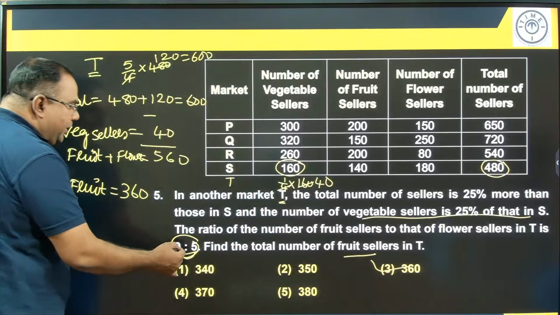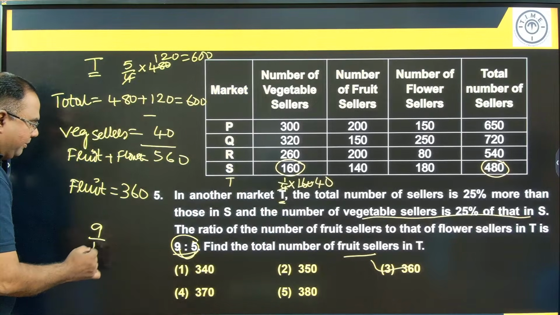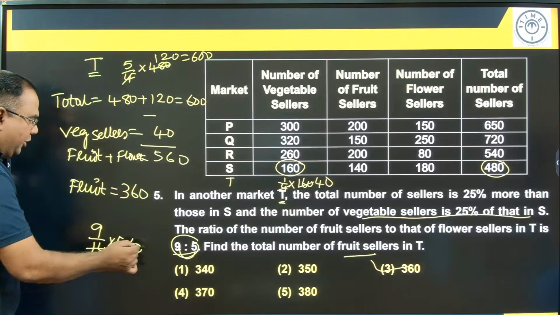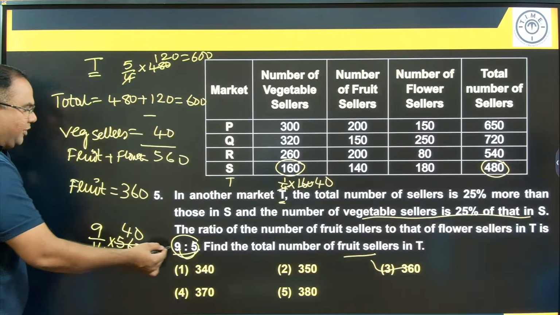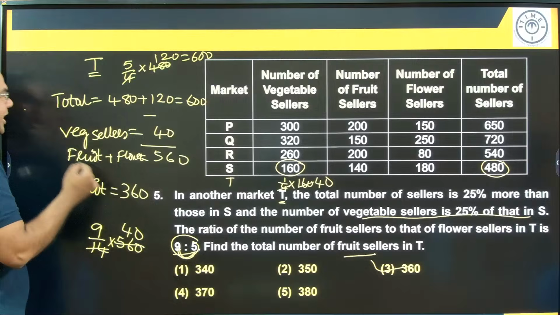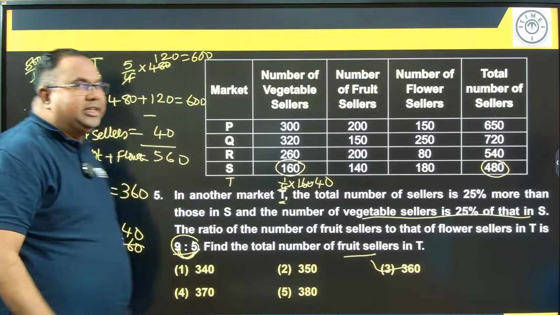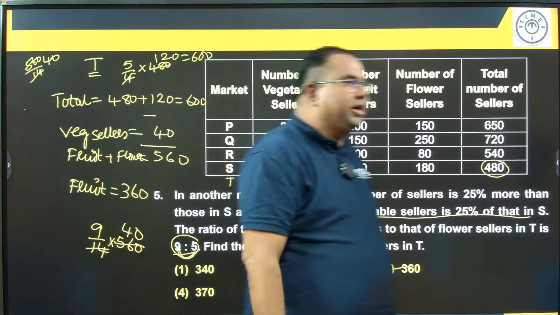You got this point? You can write it like this also. 9/14 into 560. Anyways, you can do it the way you are comfortable. What I do is total 14 parts, 560. Each part should be 560/14. Each part is 40. So this is 9 parts, 9 into 40, 360. Flowers are 5 parts, 5 into 40, 200.